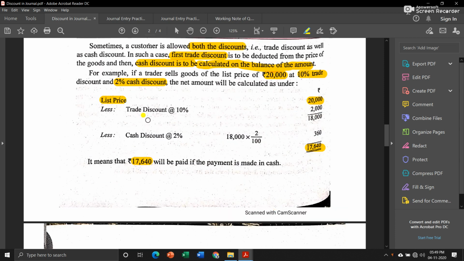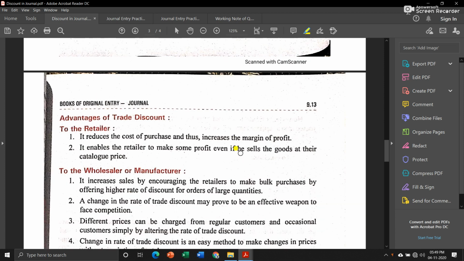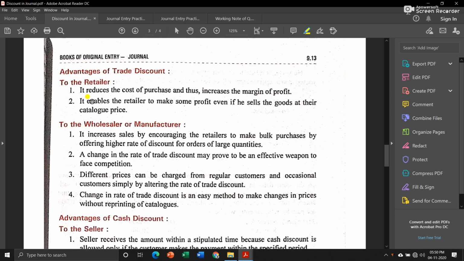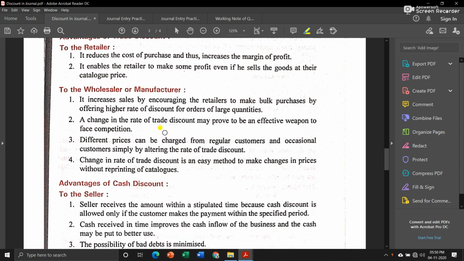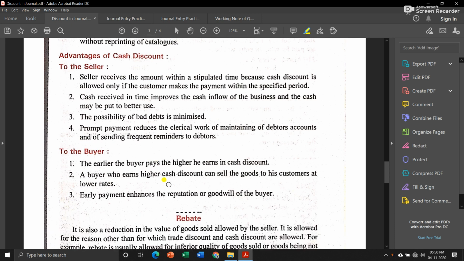Now first we have to remember that first we have to deduct trade discount, and on the remaining balance we have to calculate cash discount, and then we have to deduct cash discount. Now there are some advantages of trade discount to the retailer as well as to the wholesaler, and there are some advantages of cash discount to the seller and to the buyer. Now this is for you to study at home.